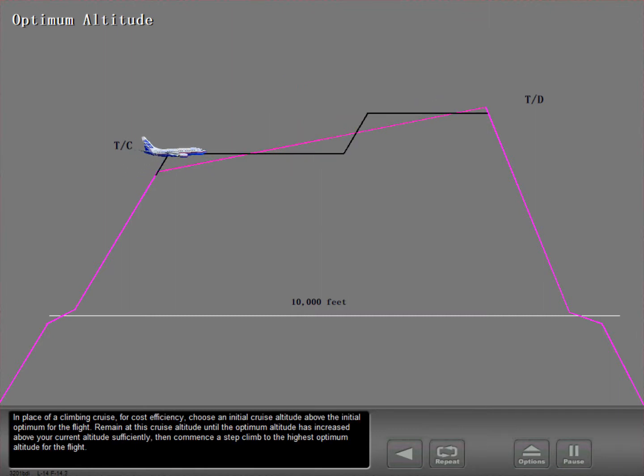In place of a climbing cruise for cost efficiency, choose an initial cruise altitude above the initial optimum for the flight. Remain at this cruise altitude until the optimum altitude has increased above your current altitude sufficiently, then commence a step climb to the highest optimum altitude for the flight.